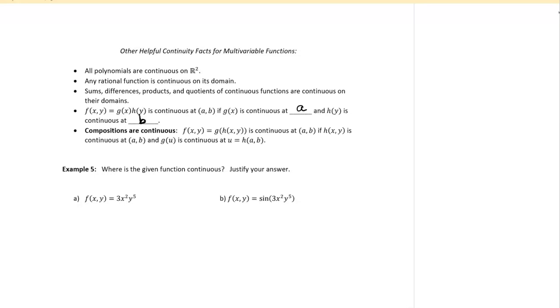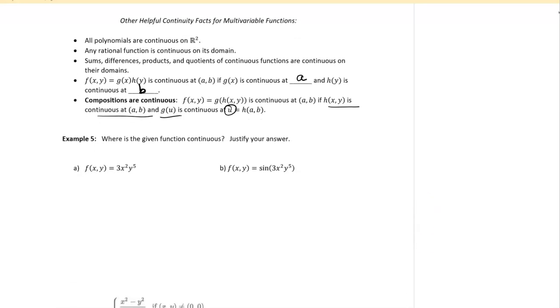Then compositions, when f is equal to some g of h of (x, y), f is continuous if the inner function is continuous at that value, and then the outer function is continuous at the result of the inside function. So that's just having to evaluate the inside first. And then you get a value, and you need to make sure that g is also continuous at that result.